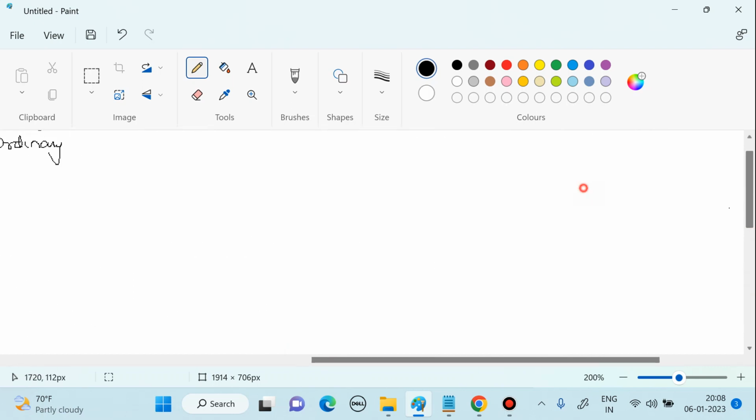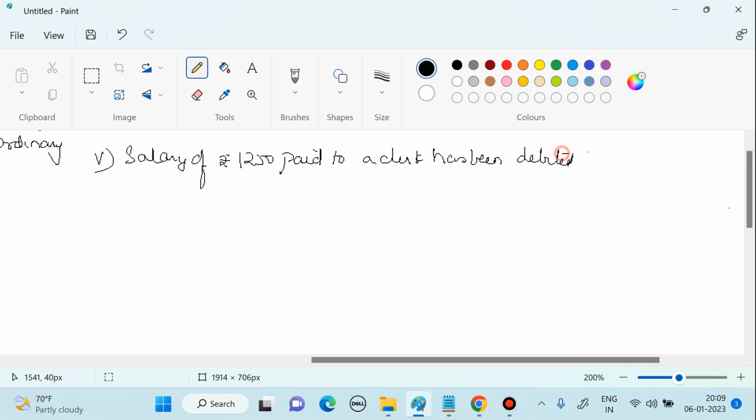Next. Fifth one, salary of rupees 1250 paid to a clerk has been debited to his personal account. This is what I was talking about. This salary being paid to a clerk, he is our employee of the business, so it should be debited to the expense account, which is salary account. But the mistake occurred that you debited his personal account.